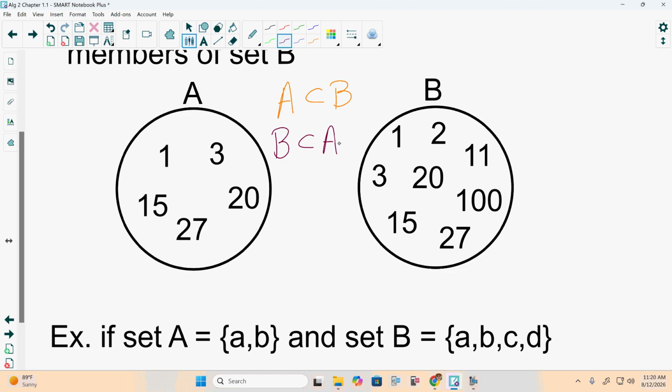Can we say that B is a subset of A? Because we do have 1, 3, 15, 27, and 20, yes? And B also has what? 111, yes? Are they in A? So B contains elements that are not in A. So B is not a subset of A because not everything in B is contained in A. Because if everything in one is contained in the other, we can say it's a subset.